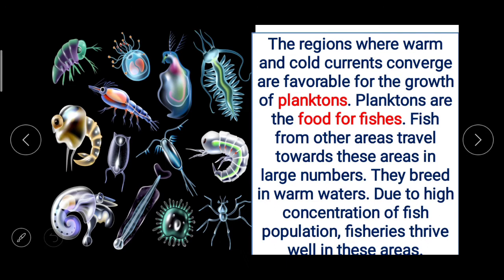Next, the regions where warm and cold currents converge, warm and cold currents converging with each other, are favorable for the growth of planktons, which are the food for fishes. Fish from other areas travel towards these areas in large numbers. They breed in warm waters, and due to the high concentration of fish population, fisheries thrive well in these areas.